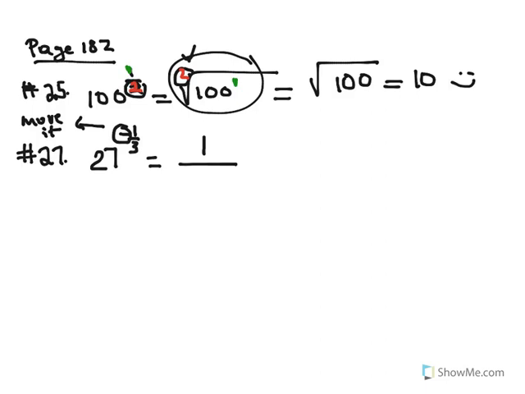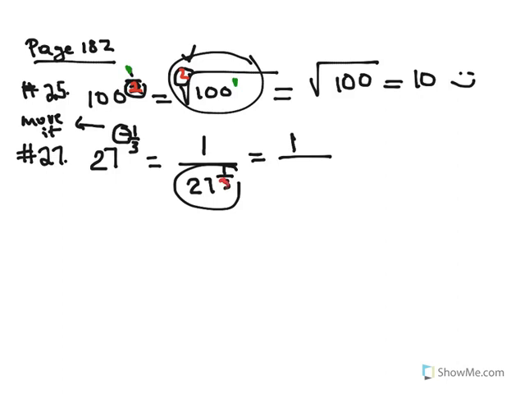Anytime we have a negative exponent, we need to move the number. If the number is in the numerator, it's going to go to the denominator. If the number is in the denominator, it's going to go to the numerator. So I'm going to move it to the denominator. Now I'm going to write this as a radical.